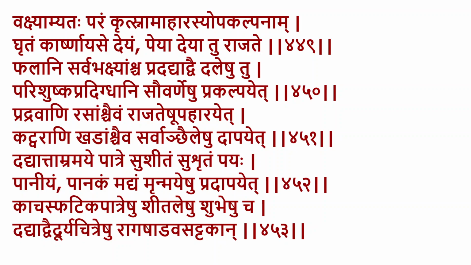Now, how should these containers be used? Ghrita should be processed in a steel vessel, and peya in a silver vessel, and so on. Fruits and all dried items, they should be kept on leafy vegetables.